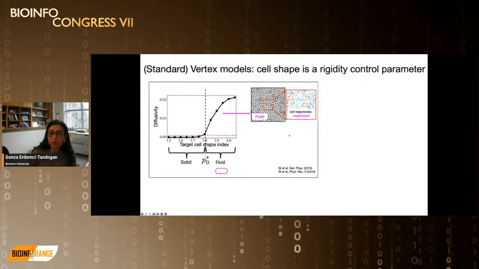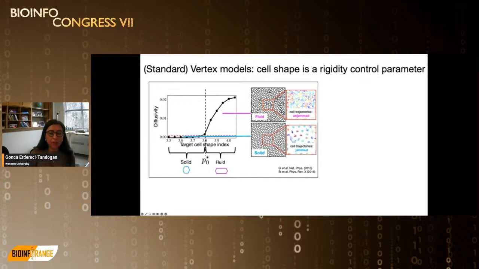And here are two example simulations from these regions. In the fluid, this is how the simulations of these cells look. These are the cell trajectories. Cells move around freely without paying energy penalties. And if you notice here, the cells are elongated. They're these pancake-shaped types of cells.